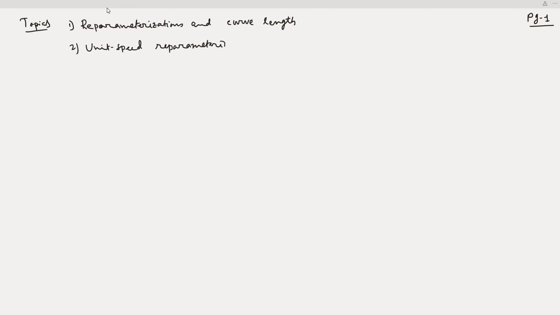So, topics. The first topic is reparameterizations and curve length, and the second is unit speed reparameterization of regular curves.